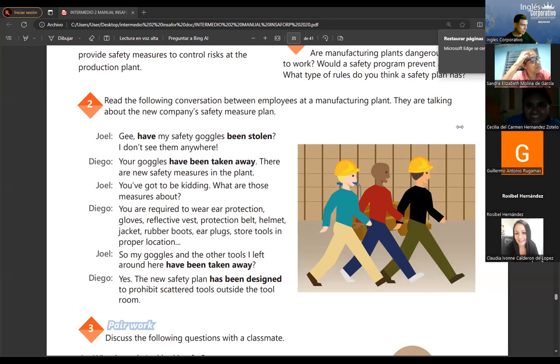Have my safety goggles been stolen? I don't see them anywhere. Your goggles have been taken away. There are new safety measures in the plant. You gotta be kidding. What are those measures about? You are required to wear ear protection, gloves, reflective vest, protection belt, helmet, jackets, rubber boots, earplugs, store tools in proper location. So my goggles and the other tools I left around here have been taken away? Yes, the new safety plan has been designed to prohibit scattered tools outside the tool room.